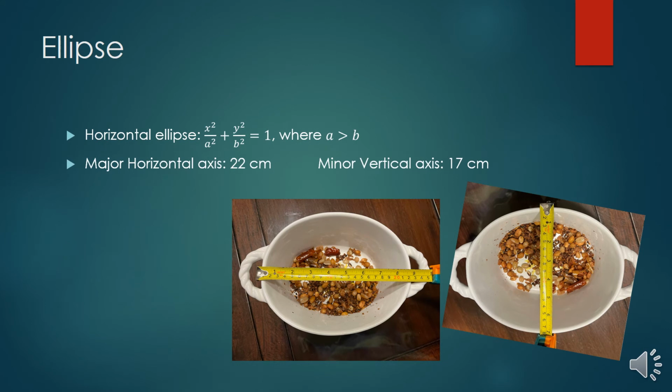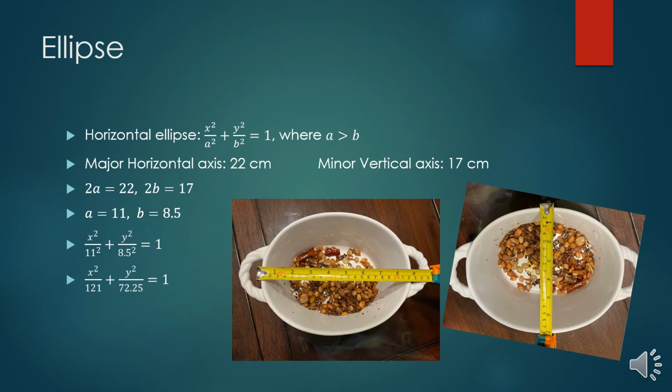The major horizontal axis is 22 centimeters and the minor vertical axis is 17 centimeters. That gives us 2a equals 22 and 2b equals 17, which gives us a equals 11 and b equals 8.5. We plug those into the equation, and that gives us x squared over 121 plus y squared over 72.25 equals 1.